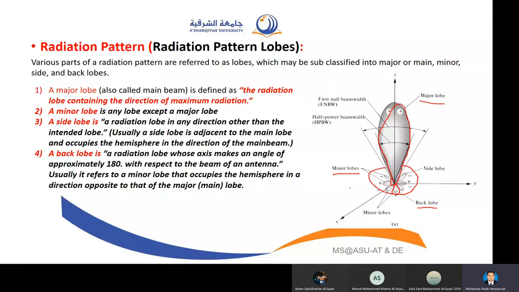Yesterday I asked this question: whether a side lobe is called a minor lobe or not. Yes, it is called a minor lobe, because minor lobe means side lobes plus back lobes, everything, all of them together are considered minor lobes. But side lobe means the lobes which are adjacent to the major lobe.